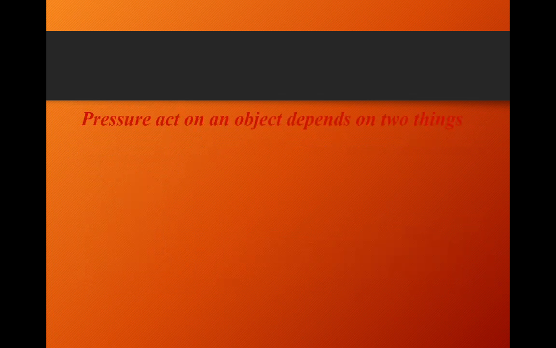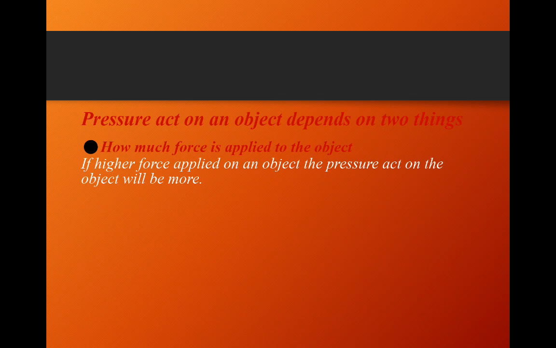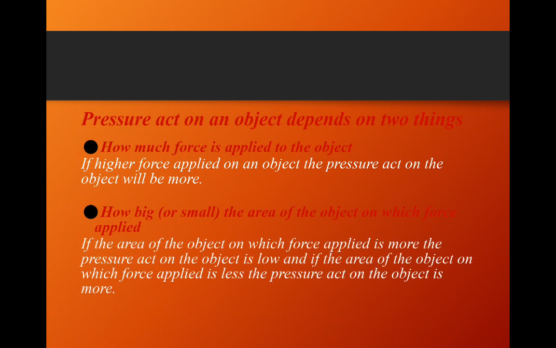Pressure act on an object depends on two things. How much force is applied to the object. If higher force applied on an object, the pressure act on the object will be more. How big or small the area of the object on which force applied. If the area of the object on which force applied is more, the pressure act on the object is low. And if the area of the object on which force applied is less, the pressure act on the object is more.